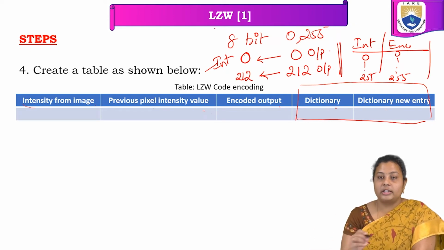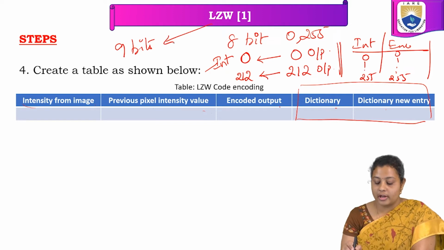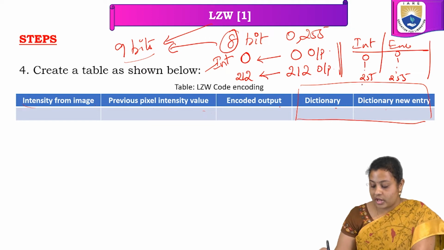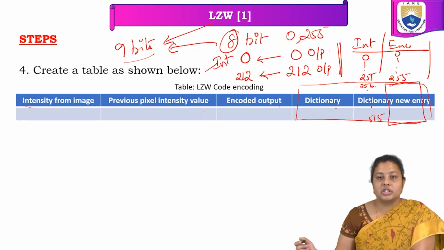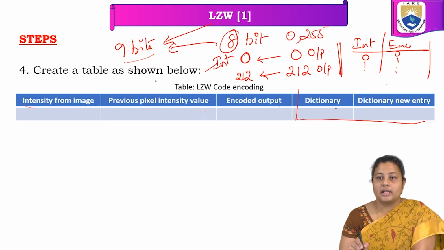Now, when we are using LZW coding, we are using 9 bits instead of 8 bits. So when we use 9 bits, we have dictionary values from 0 to 515, and we have vacant places from 256 so on till 515. These vacant positions we can give as the dictionary new entry. So in this table for LZW coding, we will have the intensity from the image, previous pixel intensity value, encoded output, dictionary, as well as the dictionary new entry.